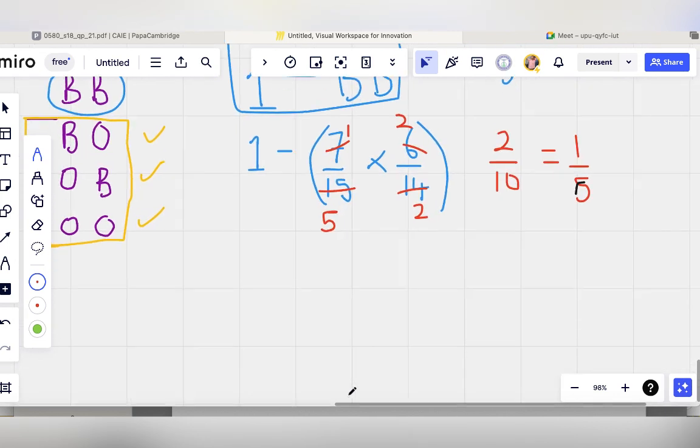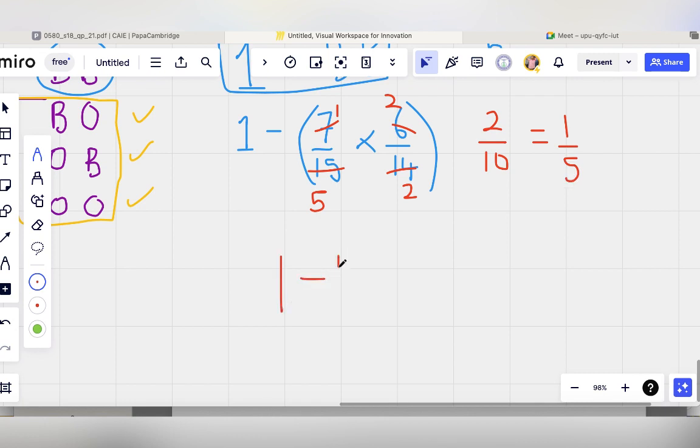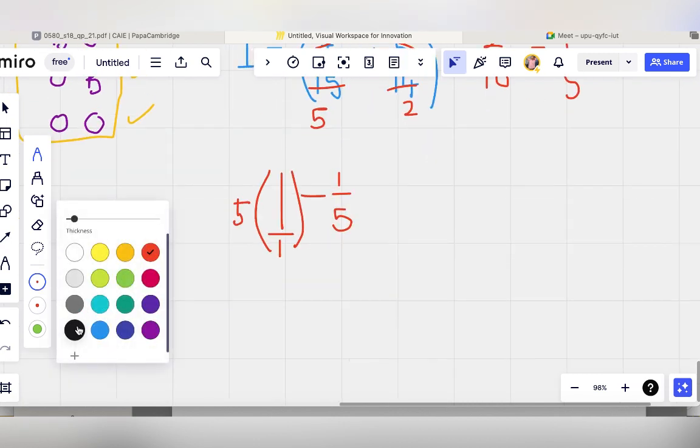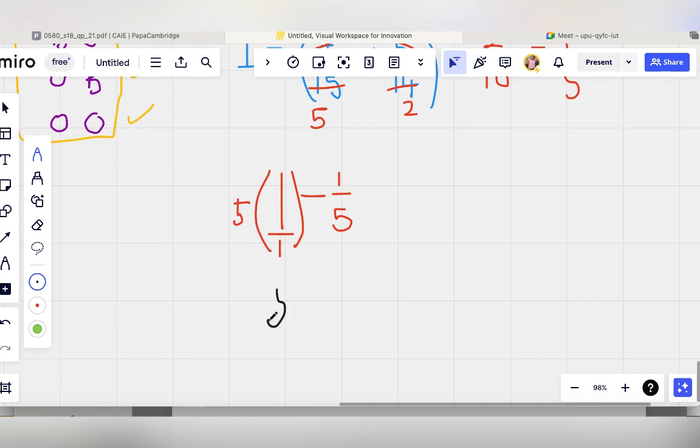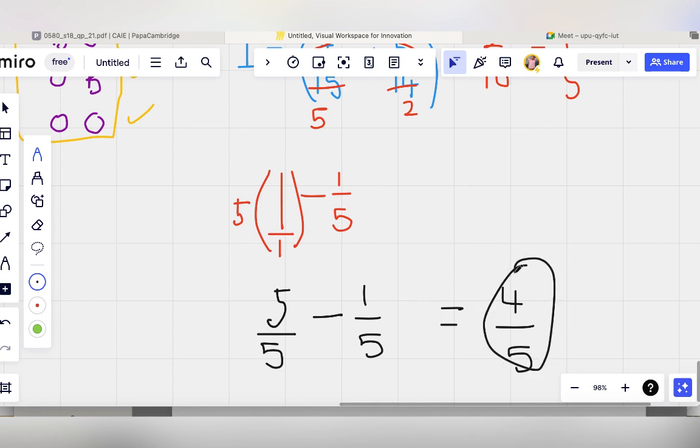So now bring it to solve with the 1. We say 1 minus 1 over 5. To do this, you do this over 1, so the denominator is 5. You can multiply the first fraction by 5 and you get 5 over 5. One whole number actually means 5 over 5 if the denominator is 5. Minus 1 over 5, minus 1 all over 5. So when you do this, you simply get 4 over 5. This will be your final answer, 4 over 5.